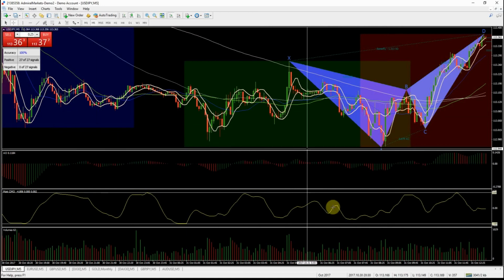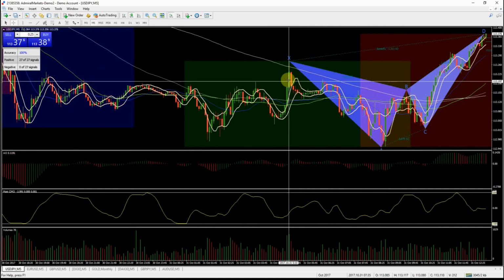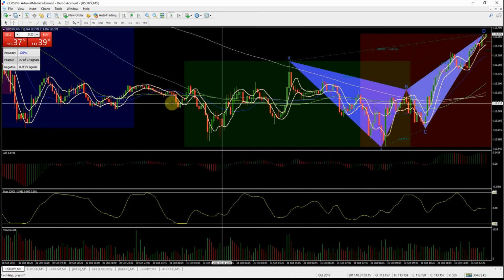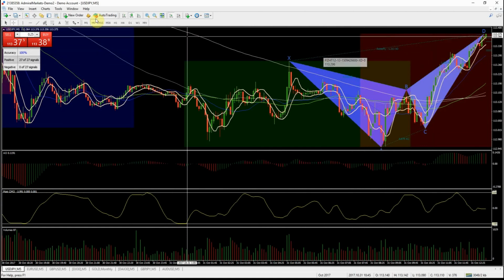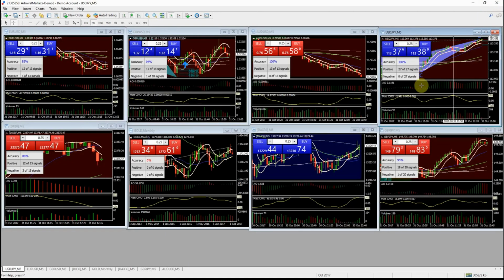So that's why volume's useful to see sometimes, because is it taking stops out, is it taking orders out? We need to think a bit cleverly and think where people are putting their orders and what the market wants to do. So that's dollar yen, we'll leave that for now, and we will have a quick look at gold.